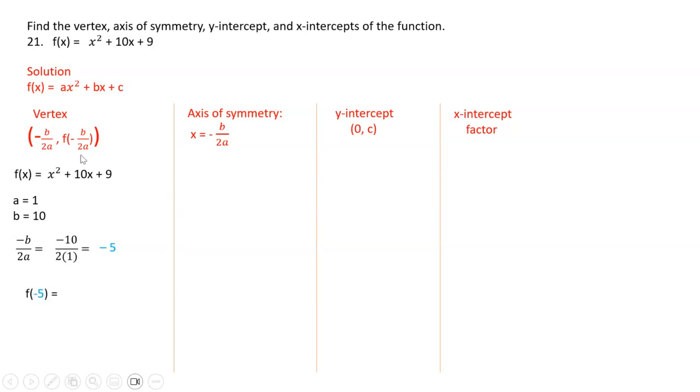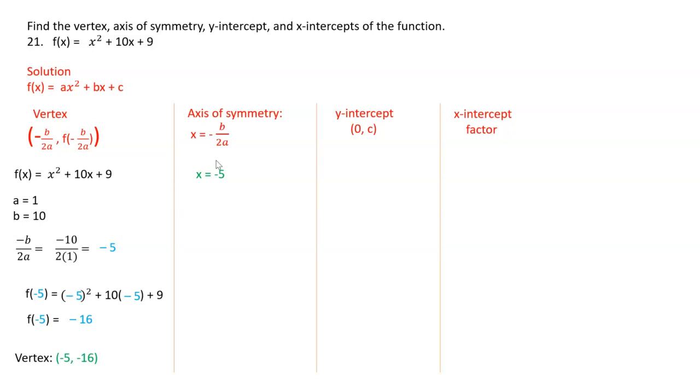Now we find f of negative 5. We plug in negative 5 to the original, which is x squared plus 10x plus 9. I'm going to plug it in where the x is, and also where the x is with a 10. We evaluate it, so we get negative 16. So my vertex will be negative 5, negative 16. Once you find your vertex, you already found the axis of symmetry because it's going to be the x part of the vertex, which will be x equals negative 5. That's the axis of symmetry.